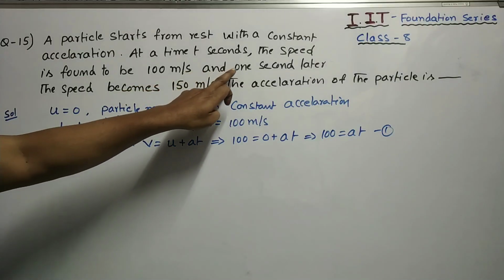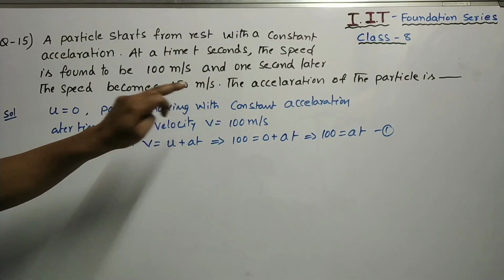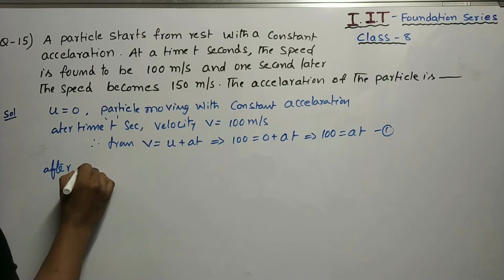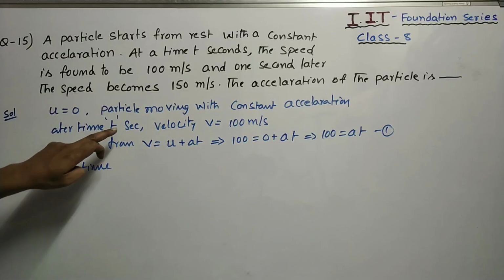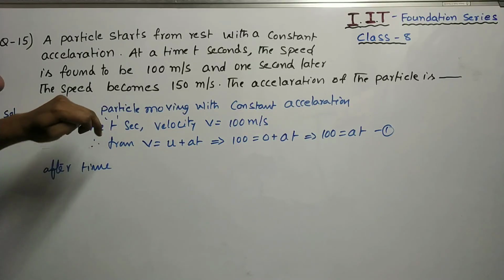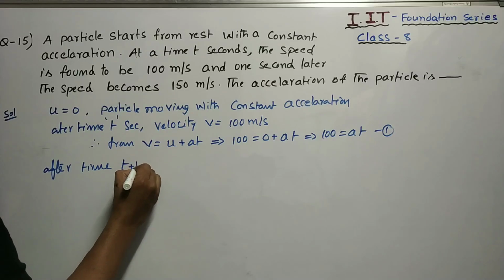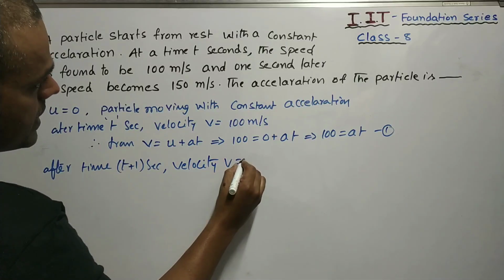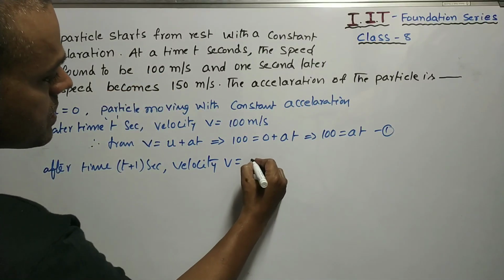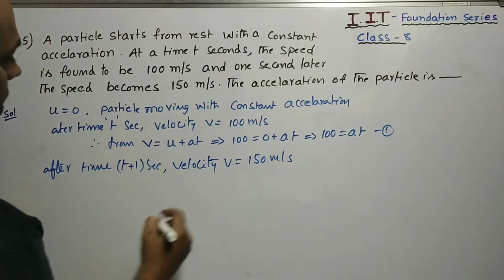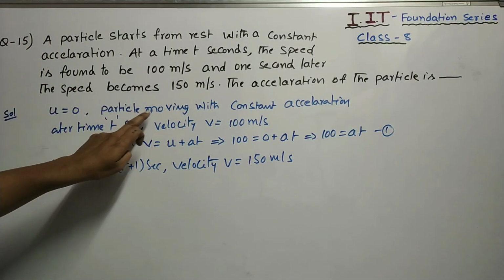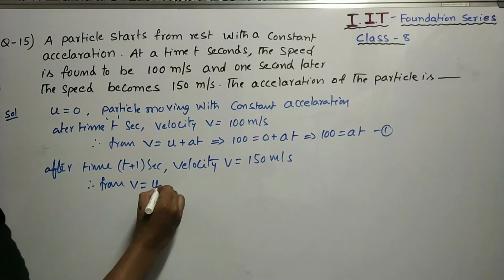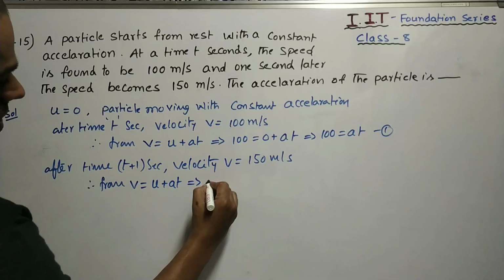Okay, next, what happened? One second later the speed becomes 150 meter per second. That means already its journey time is t. One second later, that means after time t plus 1 second, velocity v increased from 100 to 150. That means v is equal to 150 meter per second. So use the same equation of motion, because the body is moving with constant acceleration. Therefore, from the same equation of motion, v is equal to u plus a into t.